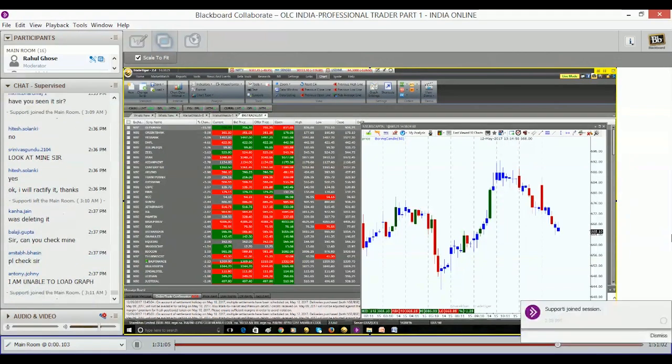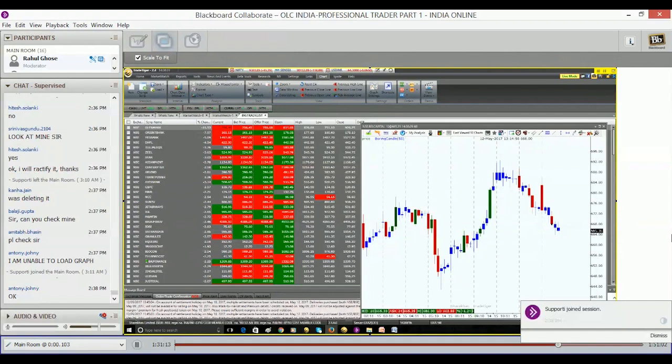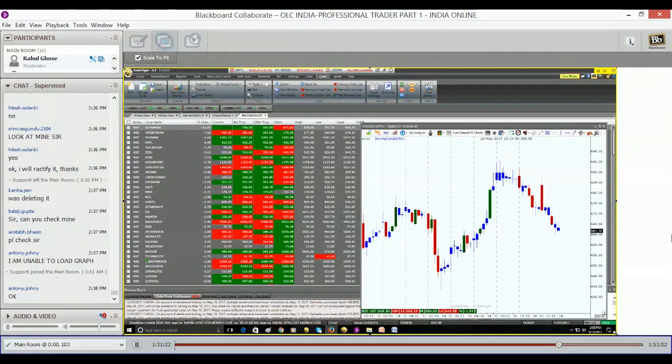Anthony, just give a call to IT. Why are you not able to load the graph? Amitabh, let's have a look at yours. Let me also brief IT, Anthony.